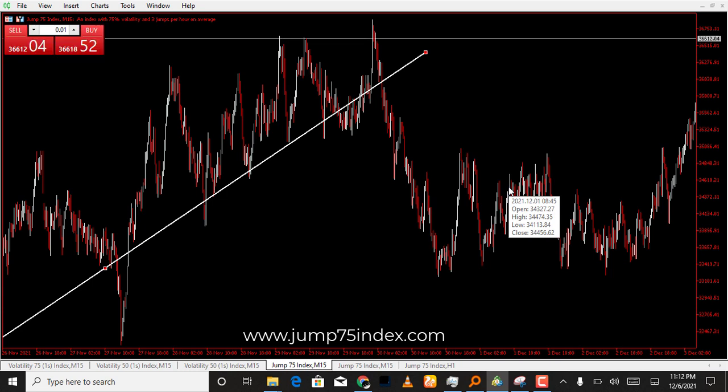So how are we going to utilize these levels and the trend line for us to understand where the price will pull back, or where the price will reverse, or where the price will break?